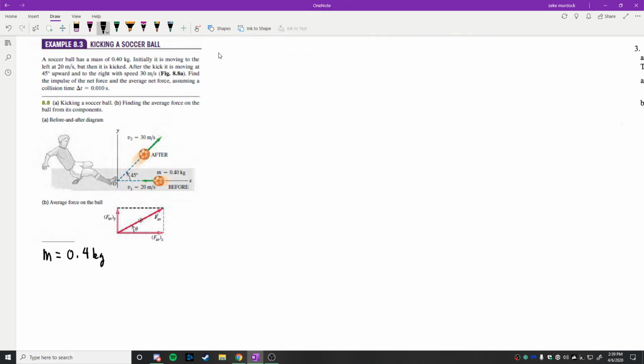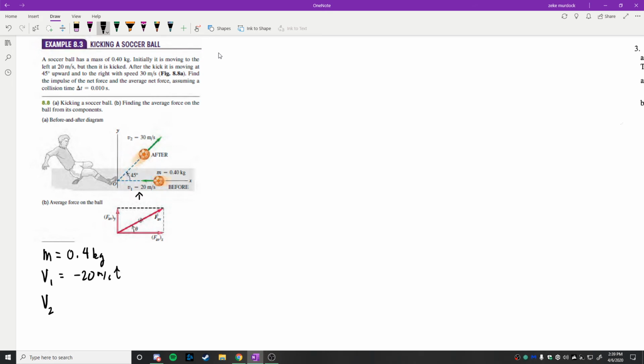So we've got a mass that's given as 0.4 kilograms. We've got some velocity vectors here. I'm going to go ahead and use the same axes they have here, but say that this is kind of misleading. We're going to say v1 is going to be negative 20 meters per second times i hat, because it's pointing to the left.